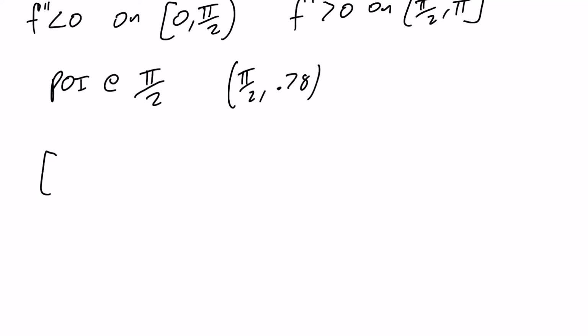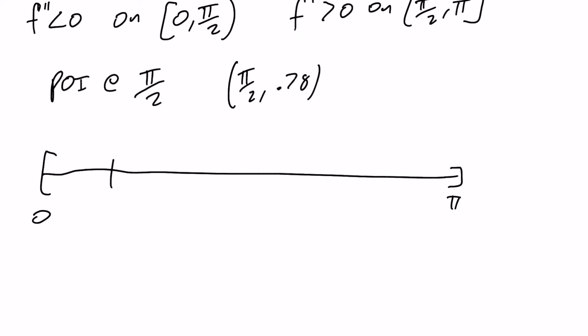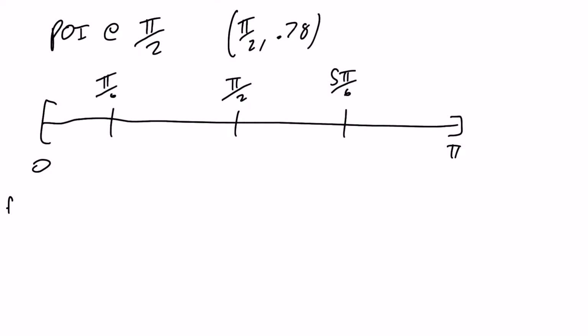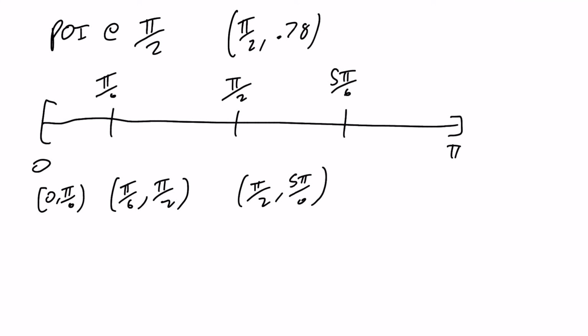Let's draw our interval from 0 to pi. Plop down our important points, which are pi over 6, pi over 2, and 5 pi over 6. We're going to take a look at the first and second derivatives on each interval. So we have an interval from 0 to pi over 6, an interval from pi over 6 to pi over 2, an interval from pi over 2 to 5 pi over 6, and lastly an interval from 5 pi over 6 to pi.